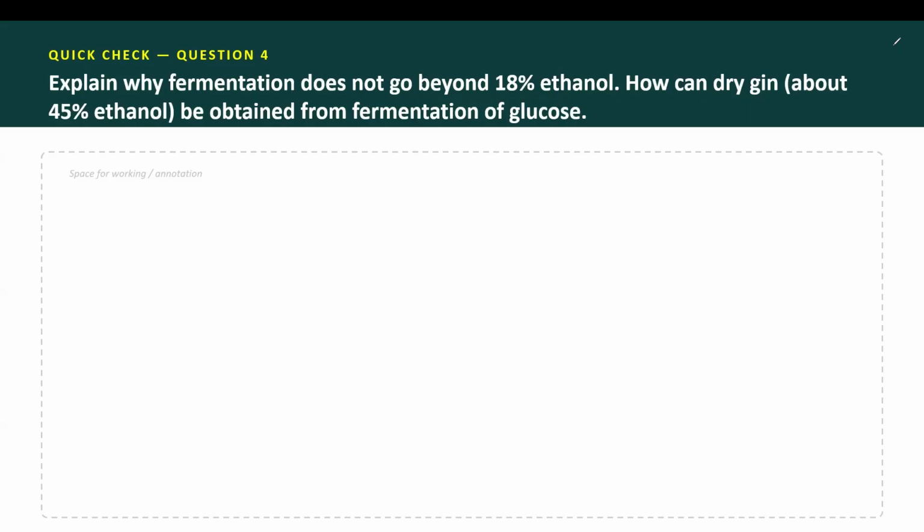So the solution will be subjected to fractional distillation to get a higher concentration. The first part of the question says you should explain why the fermentation does not go beyond 18%. It doesn't go beyond 18% because the ethanol kills the yeast. Very good. At concentrations above 18%, the ethanol concentration begins to kill the yeast.